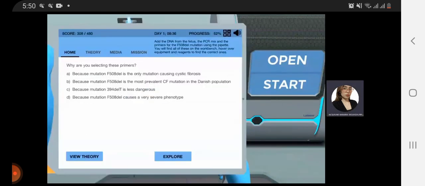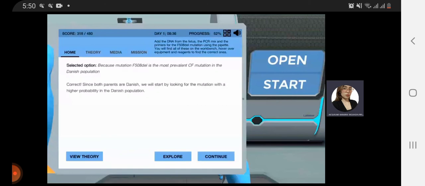Why are you selecting these primers? Correct. Since both parents are Danish, we will start by looking for the mutation with a higher probability in the Danish population.